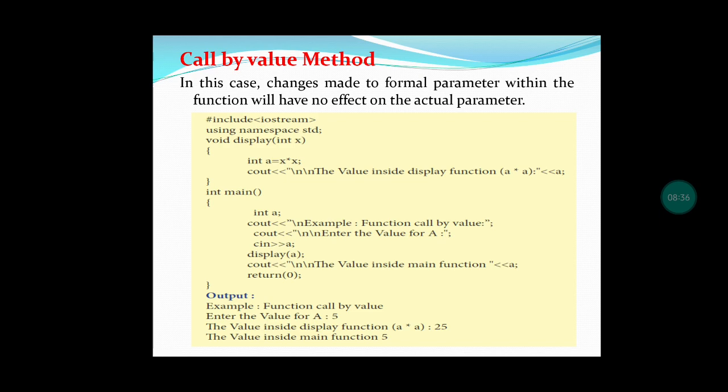In the main program, first we are getting the value, enter the value of a, 5 has been given. Then we are calling the function display of a, 5 has been passed to x. So 5 into 5, 25 has been printed, and the value inside the main program is 5, but the value in the function is 25. You have changed the a value to 25 in the formal parameter. So the formal parameter is 25, the actual parameter is 5. If you make changes in the formal parameter, it is not reflected in the actual parameter. So finally we are getting the answer inside the main function as 5 only.